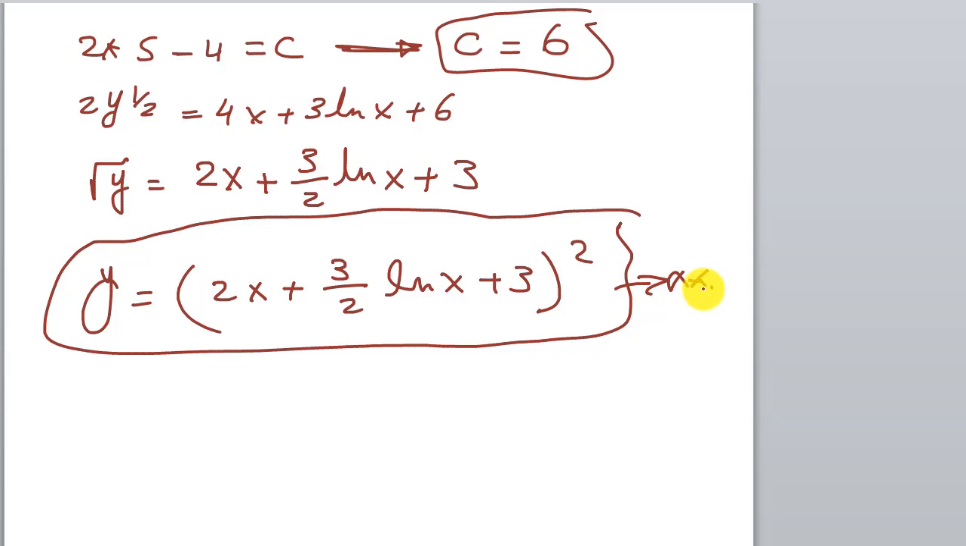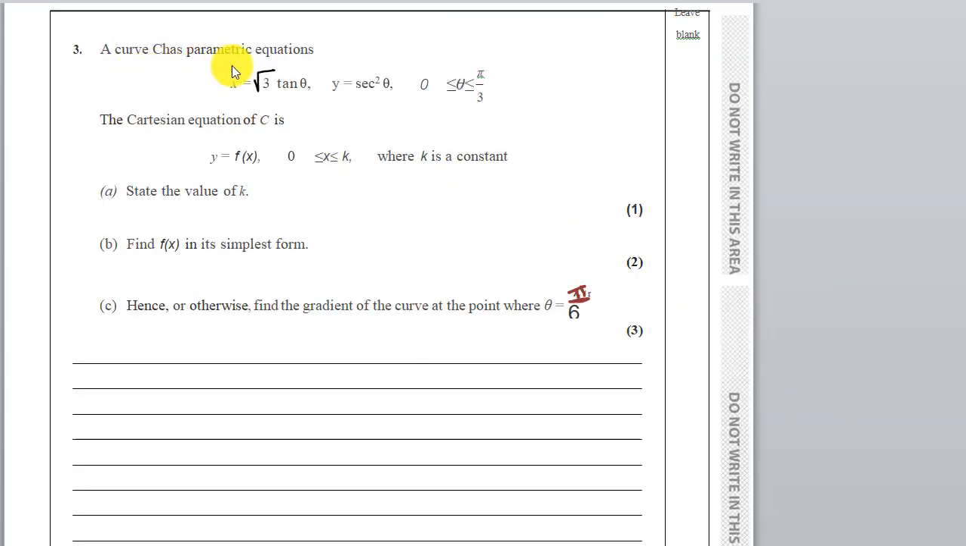Let us go ahead to another one. A curve C has parametric equations x equal to square root of 3 tan theta, y equal to sec squared theta, and theta bigger than or equal to 0 and less than or equal to pi over 3. The Cartesian equation of C is y equal to f of x, where x is bigger than or equal to 0 and less than or equal to k, where k is a constant. State the value of k. So this is part A.